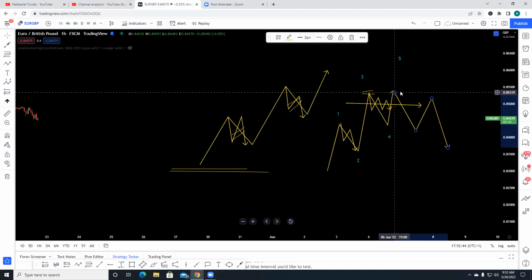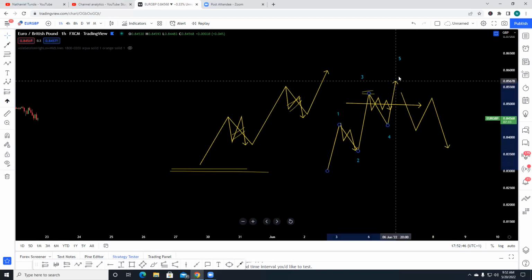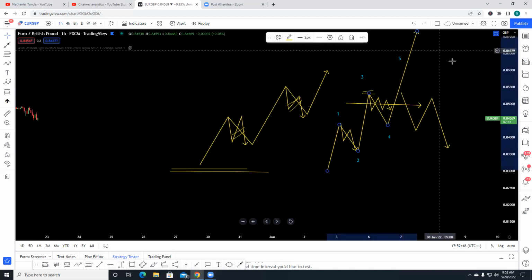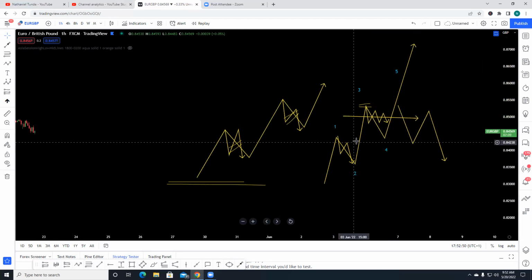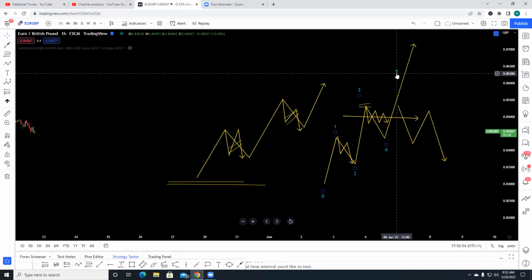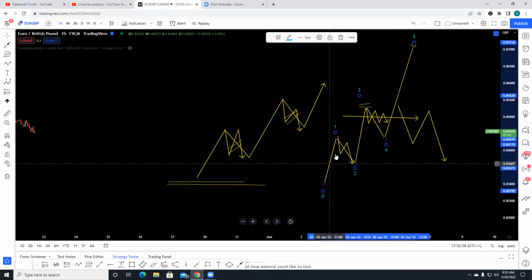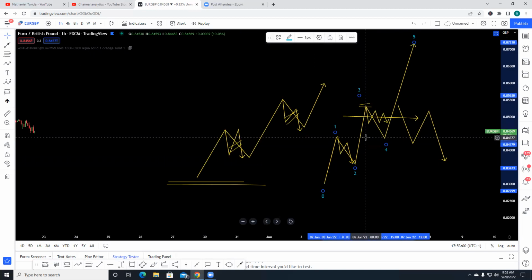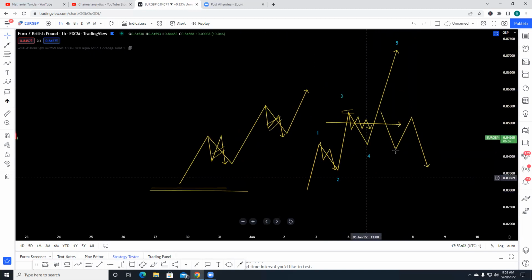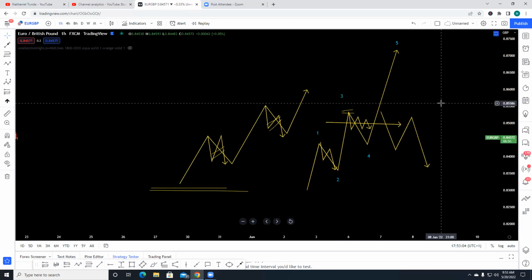Then you should also note that this wave 5 can be extended. In that case, it's going to be overly long. It's longer than wave 3, but you can see that despite the fact that this wave 5 here is longer than wave 3, wave 3 is longer than wave 1, because wave 3 can never be the shortest. That's the rule, guys. So that is wave 5.